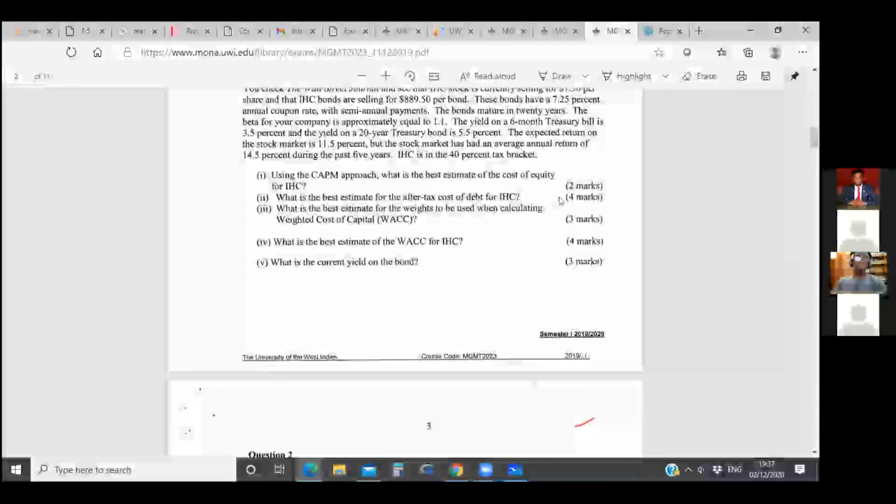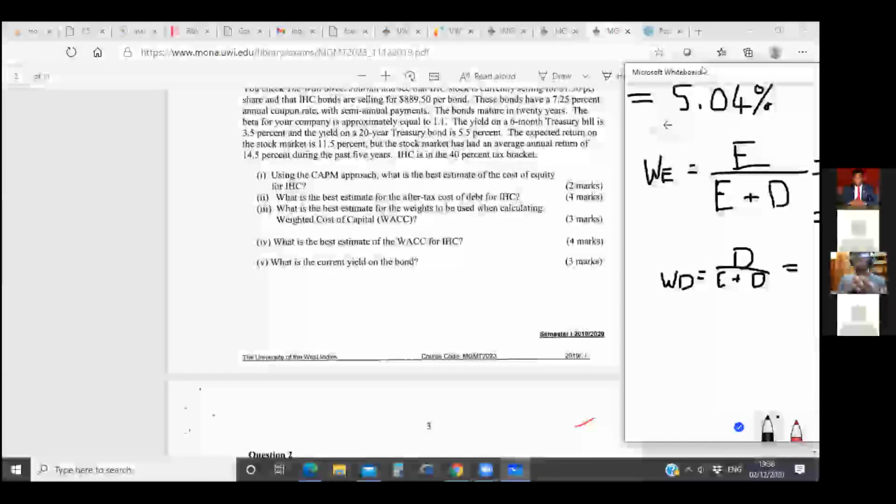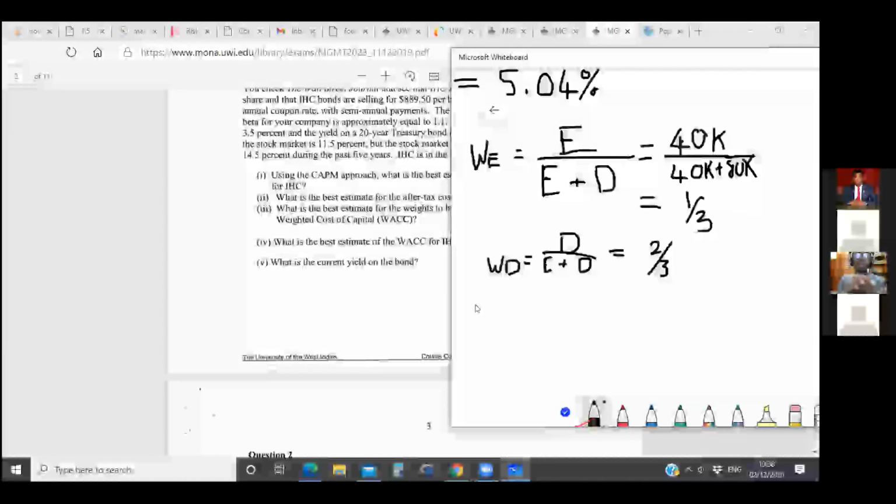Okay. Now I'll be the first to admit that was a somewhat long question and a well thought format. We continue. So part 3 of this asks us, what is the best estimate for the weight to be used when calculating the weighted cost of capital? Now, where would the weights come from? What are the weights for WACC?